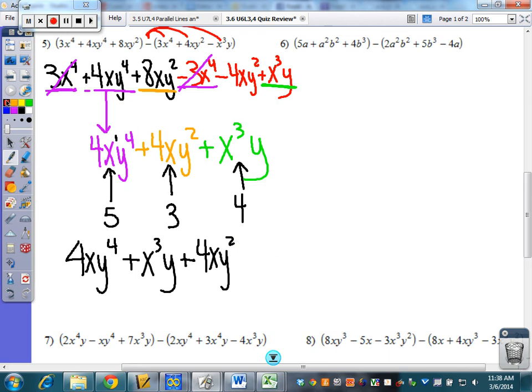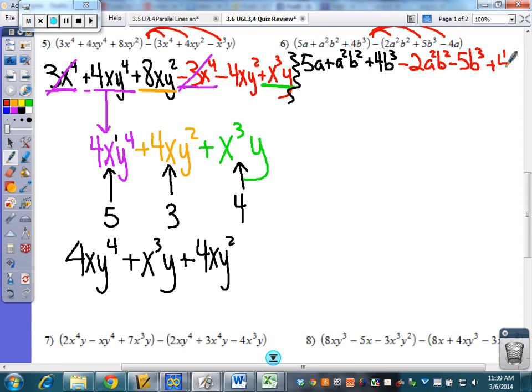All right, we're going to move a little bit faster now. We're going to distribute this negative. So we rewrite this as 5a plus a squared b squared plus 4b cubed. And then we're going to have negative 2a squared b squared minus 5b cubed plus 4a.